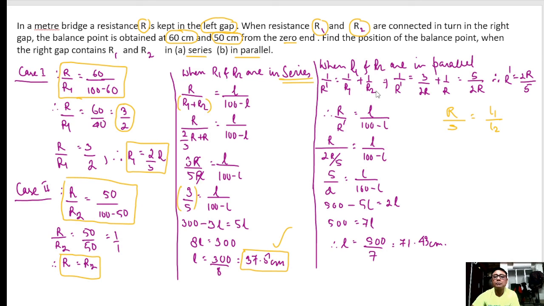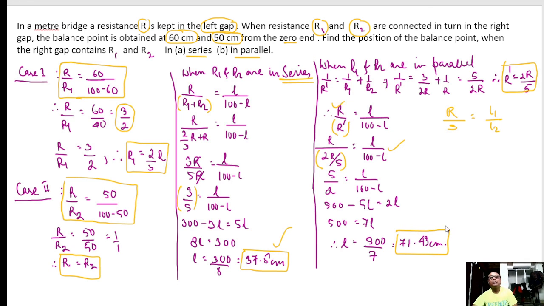And now when you connect R1 and R2 in parallel, what is the net resistance coming? 1 by R1 plus 1 by R2. Put the value of R1 and R2, you get the net resistance as 2 by 5 of this. So the R by the value obtained when they are connected in parallel, let the balance point be obtained at L. So we are getting 5 by 2, from here we are getting L as 71.43 centimeters.